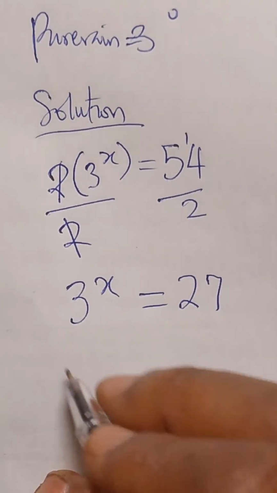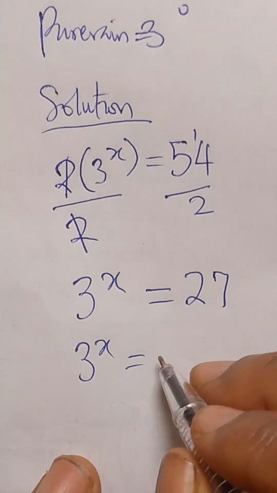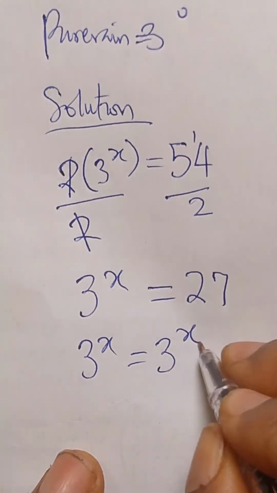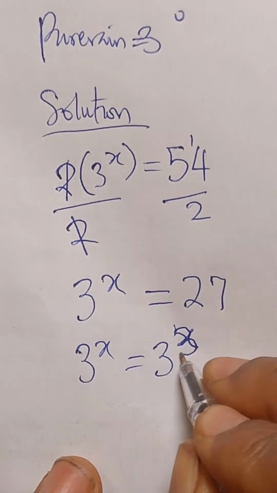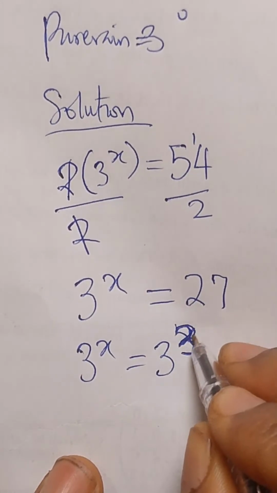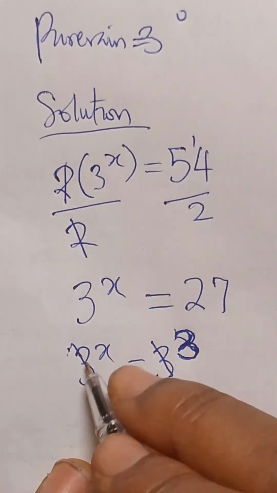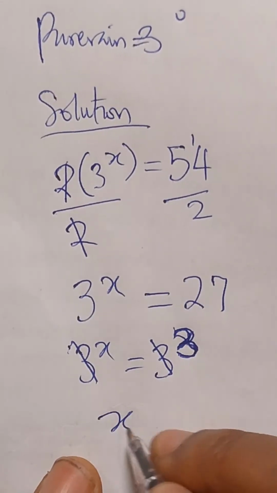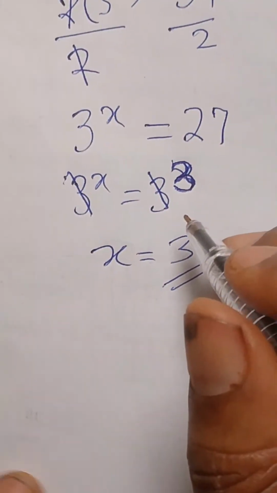Okay. Then this is 3 raised to power x. And our 27 is multiplication of 3 into 3 into 3. 3 raised to power 3, sorry. So the bases are the same. We equate their powers. So x is equal to 3. That is the answer. Is that easy?